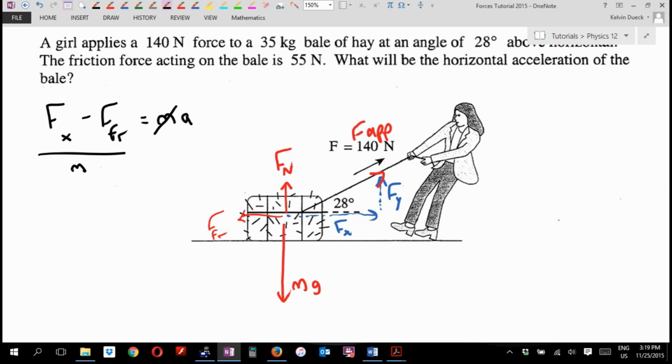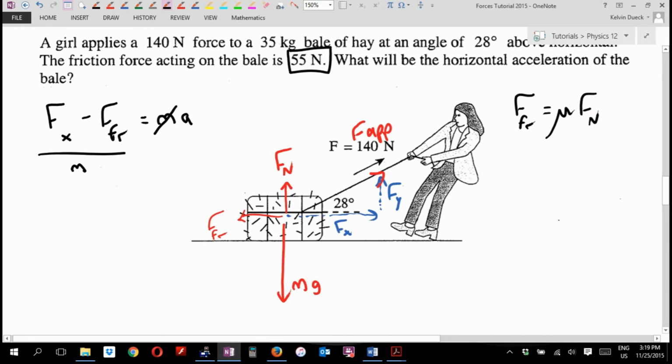Oh! They gave me the friction force in this question. That's nice. Now, if they didn't, then I would go friction equals mu times the normal force. They would have needed to have given me mu. Then I would say, I don't know the normal force. Oh, but look. I know 2 upwards forces that equal mg, and I could figure out the normal force by doing some calculating. Is that okay?